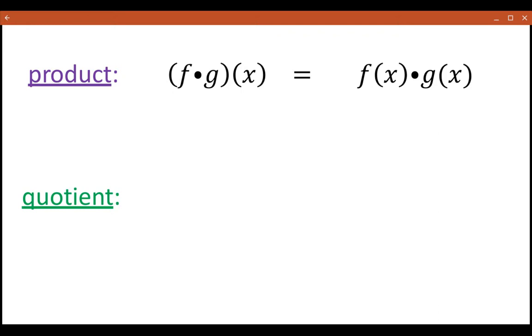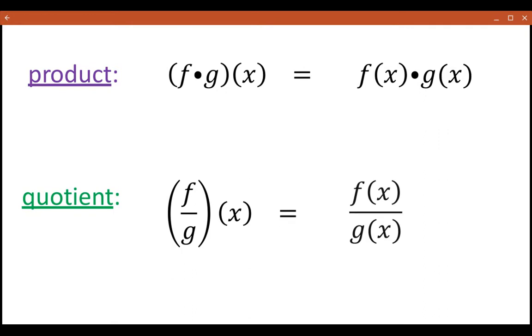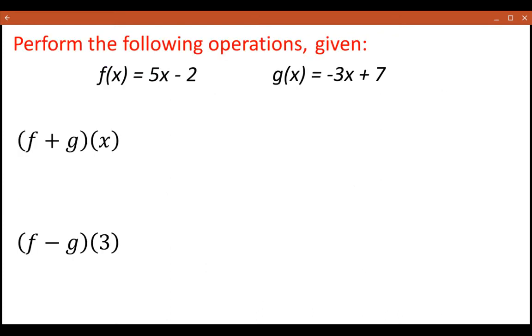And lastly, for a quotient, we're going to write it like this, kind of like a fraction. But remember, all fractions are also division. So f over g of x, or f divided by g of x, would be the same thing as writing this as a fraction, f of x over g of x. So really the only thing new there is some notation. So let's jump into solving a few of these.